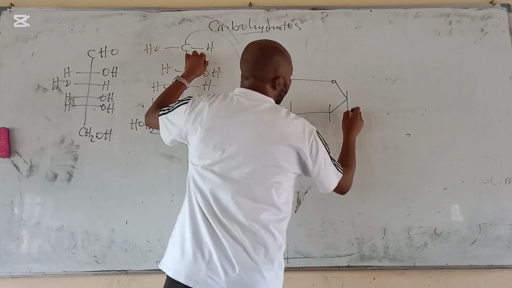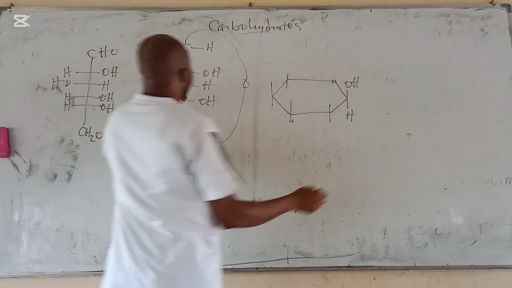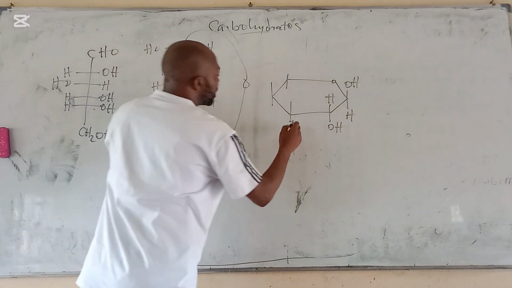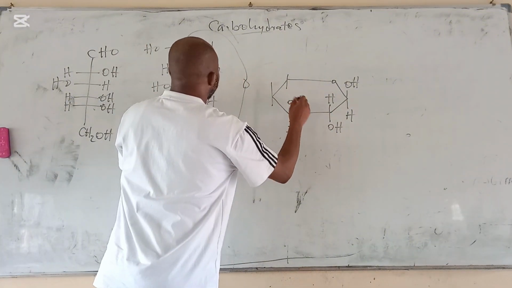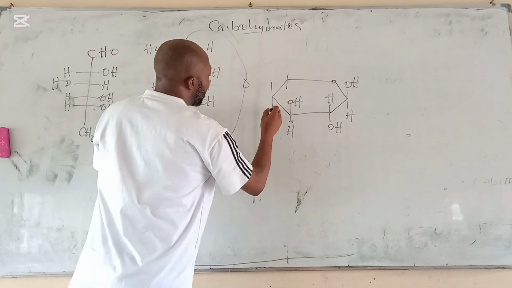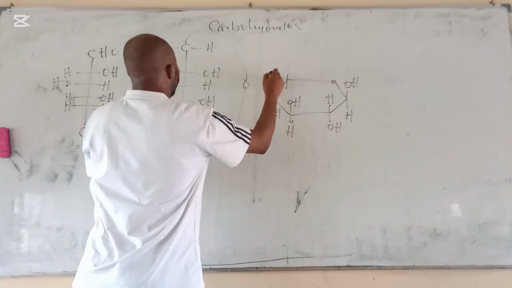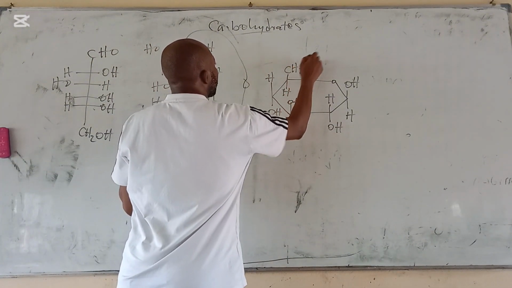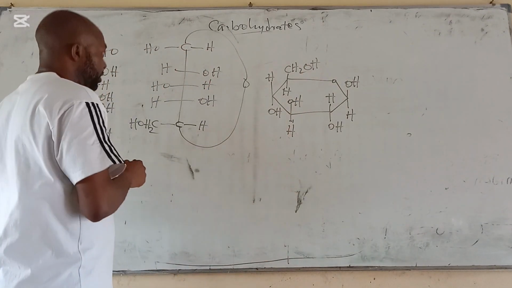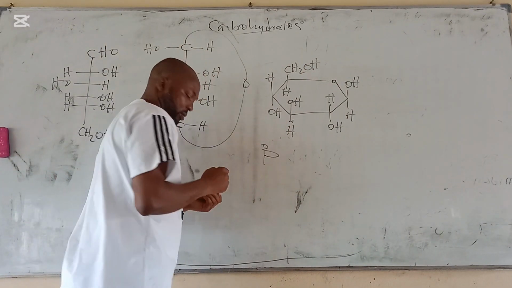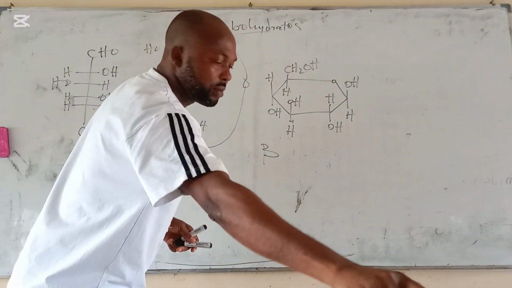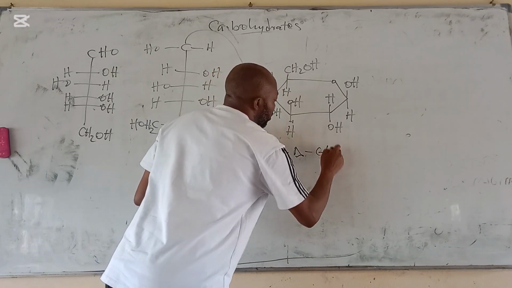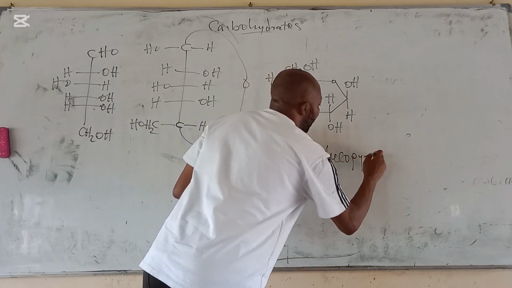The first hydrogen is down, OH is up. The second one, OH is down, hydrogen is up. The third one, hydrogen is down, OH is up. The fourth one, OH is down, hydrogen is up. And the last one, hydrogen is down, and CH2OH is up. All right, this is beta D glucopyranose.